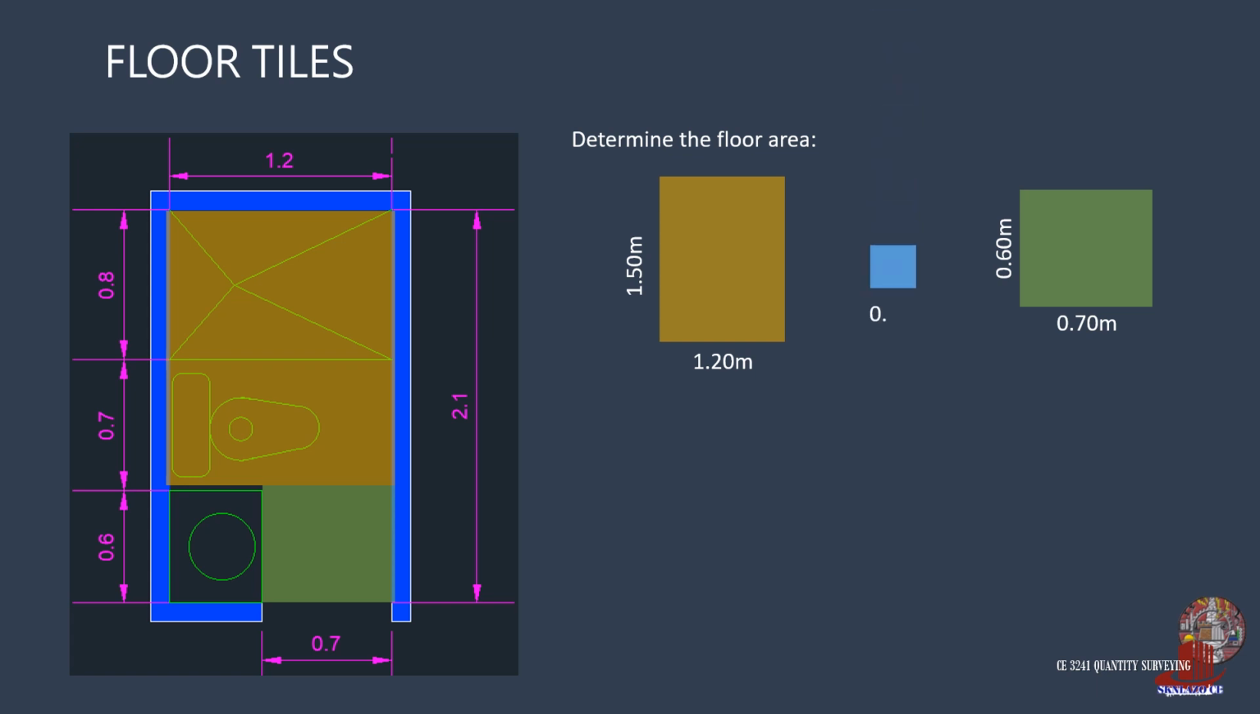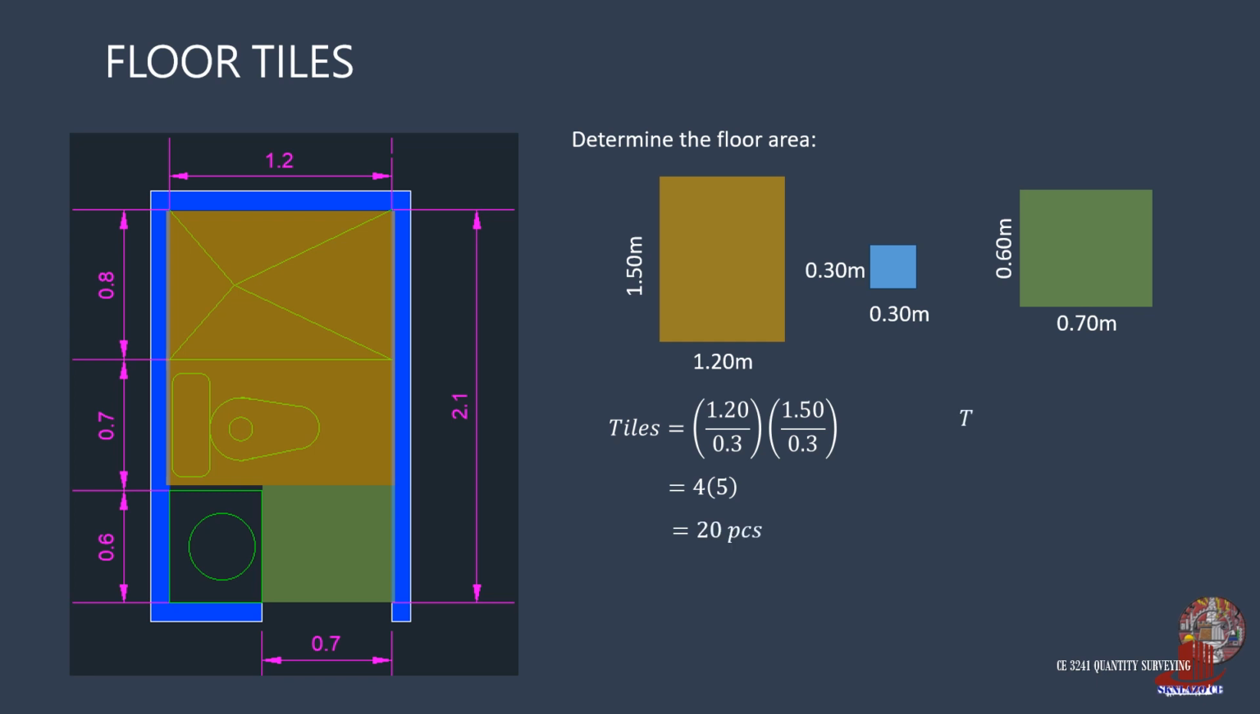The floor tiles are 300 by 300 mm size. For the first area, the tiles can be computed as the horizontal length of 1.2, which is divided by the horizontal tile length of 0.3. This is multiplied by the vertical length of the wall, which is 1.5, divided by 0.3, the vertical length of the tile. The quantity comes as 4 by 5, which gives 20 pieces.